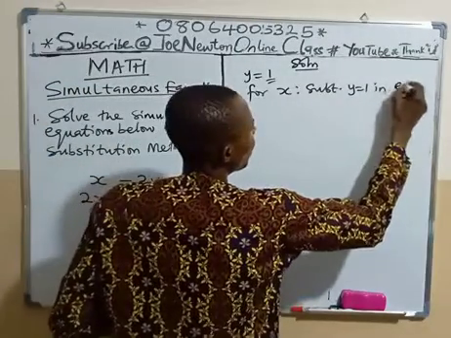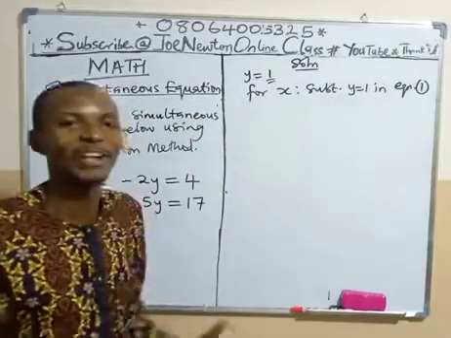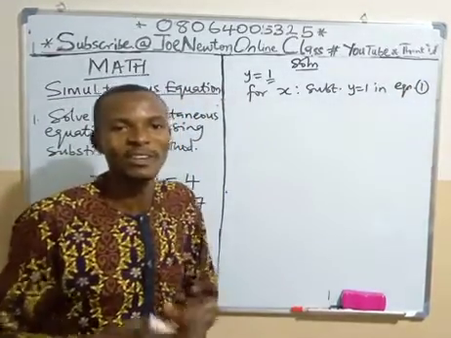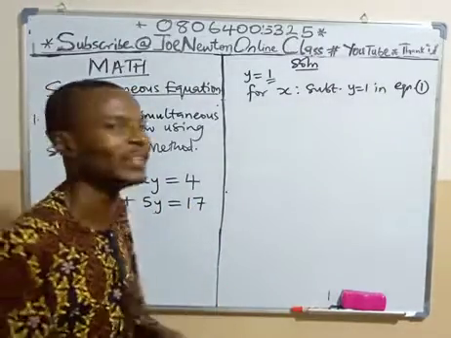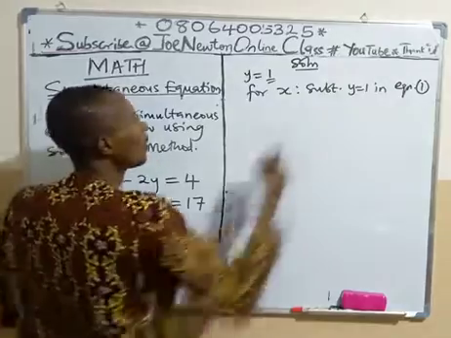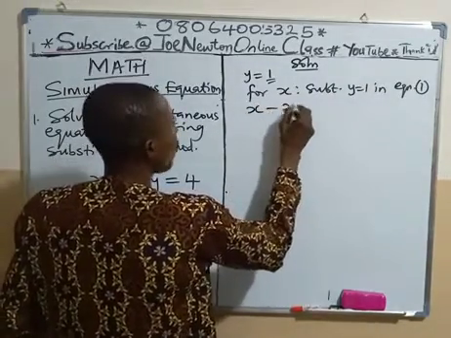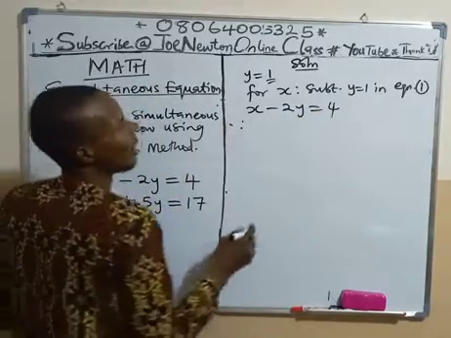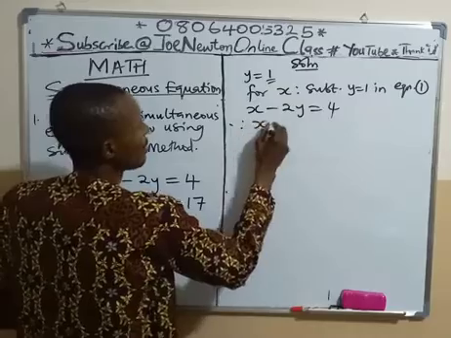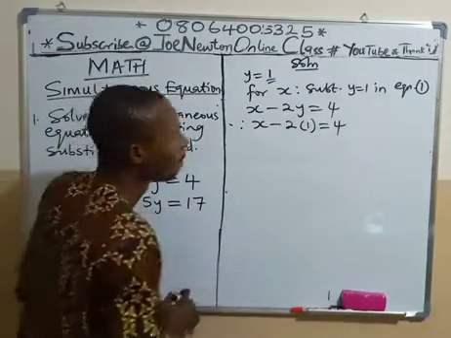So in equation 1, it is advisable you choose any of the equations that seems to be what? Simple in its appearance or order or arrangement. I mean the terms. Now look at this. Now we have that equation 1 says that x minus 2y is equal to 4. Therefore, our y is 1. X minus 2 bracket 1 is equal to 4.